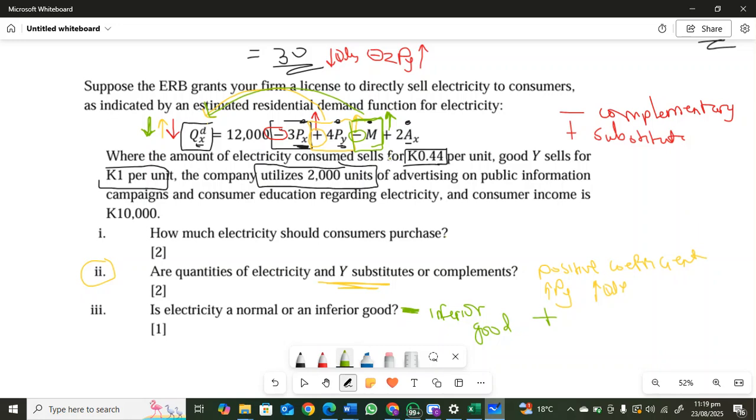If we had a plus sign in front of the M, then we're dealing with a normal good. Meaning if your income increases, you buy more of the good. So even quantity demanded would go up. Positive relationship. If your income reduces, you buy less of the good. Normal goods, there are many examples. Tea, bread, potatoes, chicken. Your income increases, you buy more chicken. Your income drops, you buy less chicken.